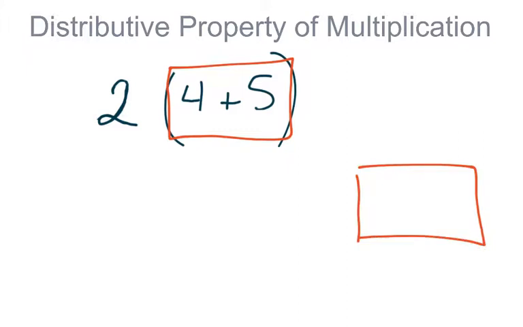On one side, I'm going to write 2, because this 2 is what's outside of my box. On the top of my box, I'm going to write 4 and plus 5. Now, this 4 plus 5 has 2 terms in it, 2 things going on. So I'm going to cut my box into 2 sections. And then I'm just going to multiply like this is an area model. Well, if I look at the area of 2 by 4, 2 times 4 is 8.